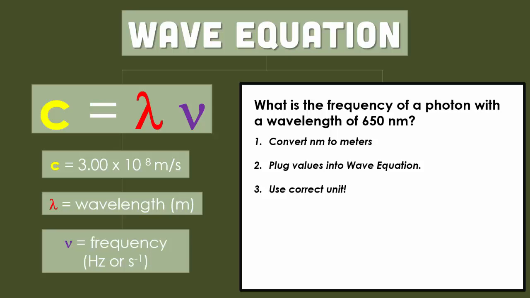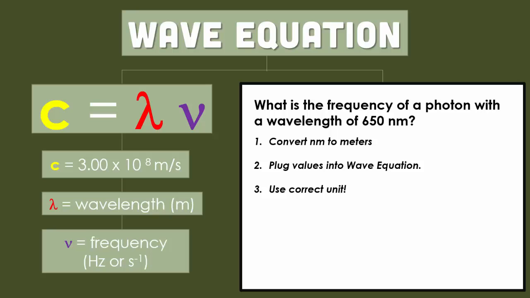So here's a question. What is the frequency of a photon with a wavelength of 650 nanometers? Well, step by step. First we're going to convert our nanometers to meters. Then we're going to plug values into the wave equation. And then we are going to use correct units. We're looking for frequency, so what should our unit be? Our frequency will end up being hertz or per seconds.